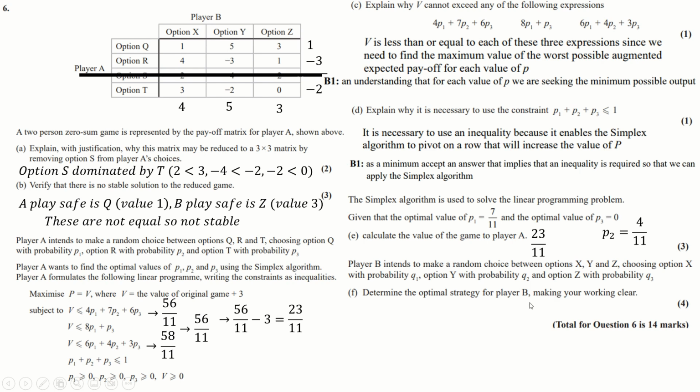Now, there's a couple of ways of doing this. So essentially, we're being asked to find Q1, Q2, and Q3. A couple of ways of doing this. The first thing to note is that player A is not going to pick option T, because you're told that the probability for that is 0. So all we need to do now is we can say, well, okay, if player A picks Q, player B's winnings are 1 times Q1 plus 5 times Q2 plus 3 times Q3.